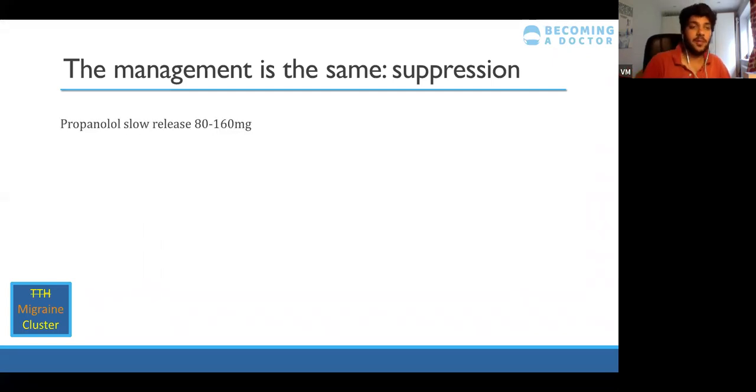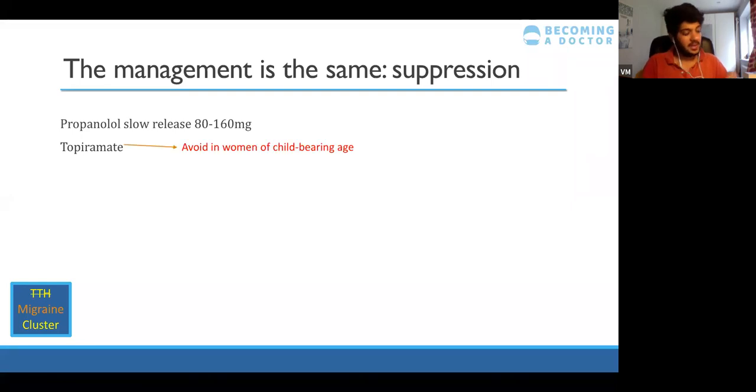The preventative measures of migraine. The first line is propranolol, which is a beta blocker, slow release, 80 to 160 milligrams. You can also give topiramate, but this is less likely to be advised because it can reduce the efficacy of the oral contraceptive pill. So avoid in women of childbearing age. Tend to just go for propranolol in general, and amitriptyline, which is an antidepressant.